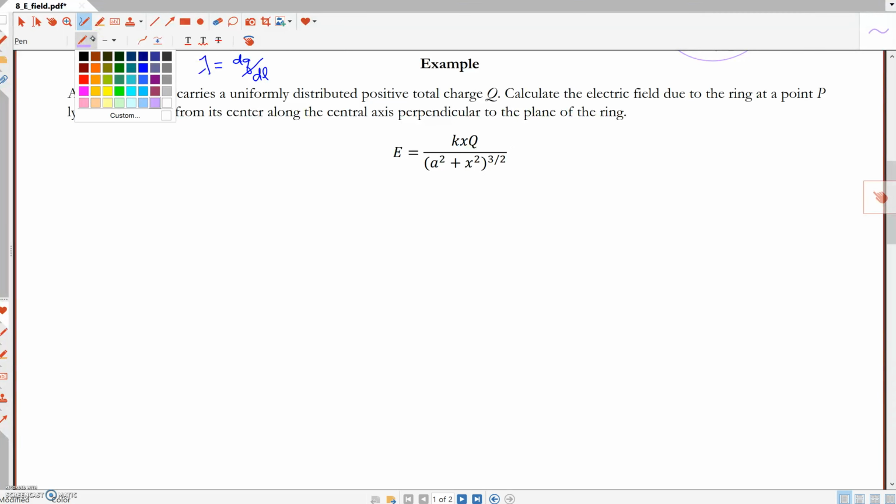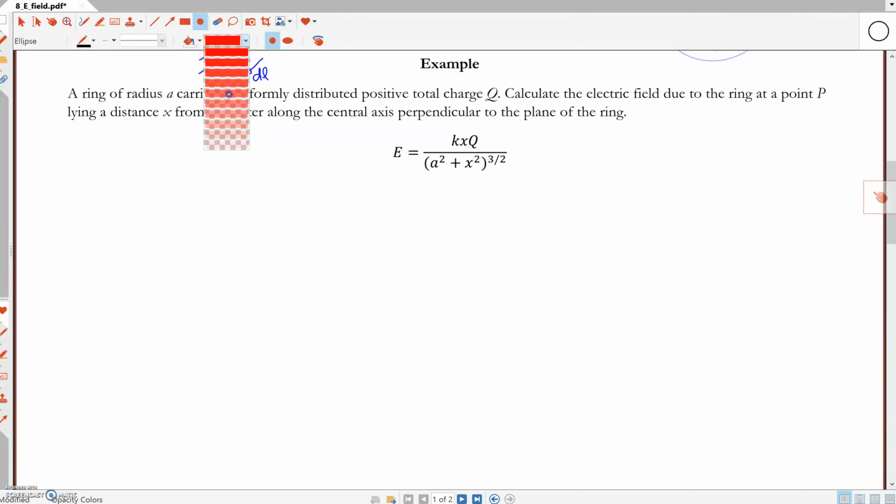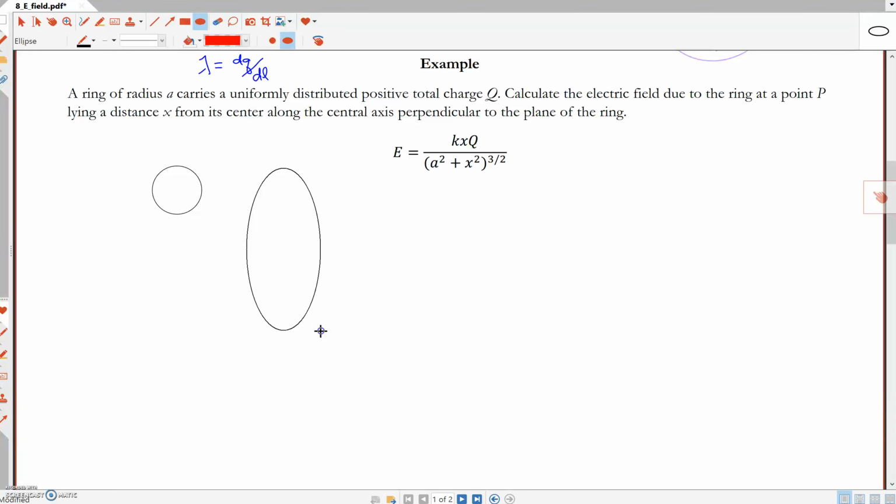So as always, the first thing I need to do is draw a picture to make sure I understand what I'm doing. Maybe I can draw an ellipse. I don't know if it looks like that. Oh, how about we do this one? Transparent. All right, here we go. Well, that's not an ellipse, that's a circle. There we go. So here is a ring of charge. So it's got positive charge all the way around.